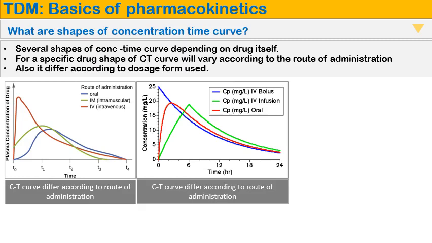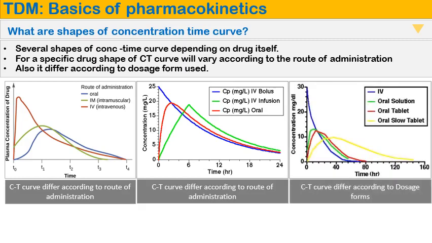These are other shapes of the concentration time curve, for the same oral route but with differences in dosage form and the IV route. As we said, for IV bolus there is no absorption phase. The drug is rapidly administered to the systemic circulation at the Cmax when it is given as a loading dose.